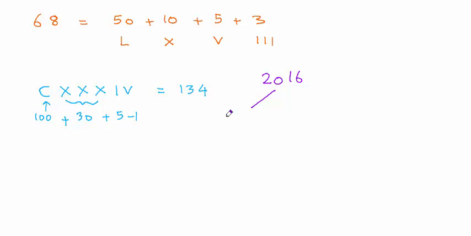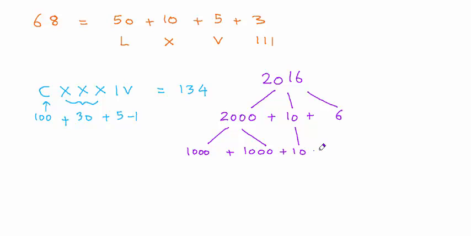And then how do you write, let's say, the number 2016 in Roman? Well, split this up into 2000 plus 10 plus 6. And that's not enough. Break down the 2000 into 1000 plus another 1000 plus 10 plus 6 is 5 plus 1. So we have M, M, X, V, I. So 2016 in Roman is MMXVI. That's how you change numbers between the Roman and the decimal system.